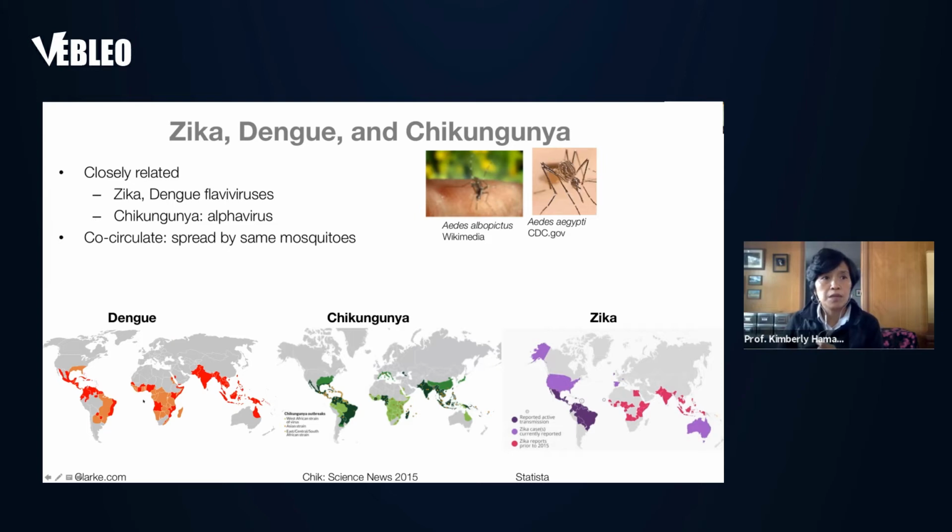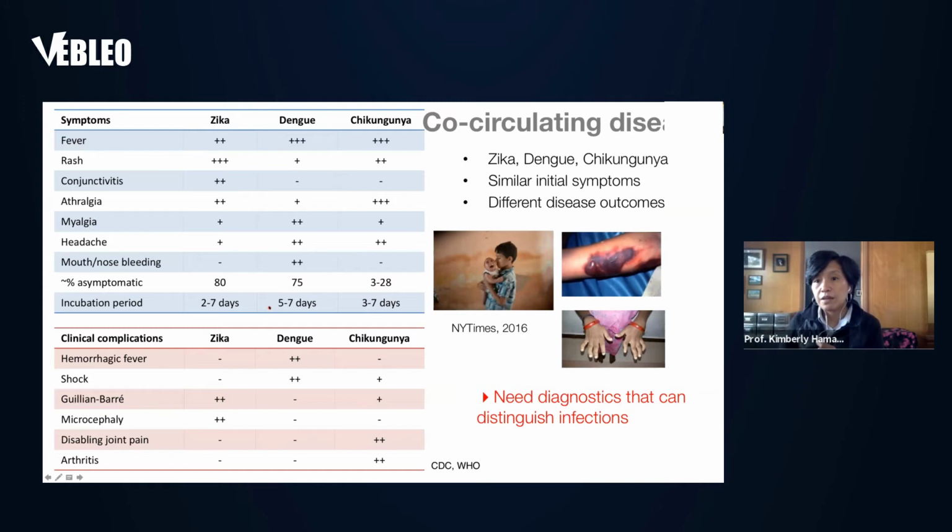So they all spread in the same areas because these mosquitoes are in the same areas, and they all have very similar initial symptoms. So Zika and Dengue and Chikungunya all have initial symptoms of fever or sometimes a rash, and so forth. However, the outcomes of each of these diseases are very different. So Zika, we know, is tied to microcephaly and also Guillain-Barré. Dengue can result in the hemorrhagic fever, which is basically the hemorrhaging of your insides. And then finally, chikungunya can result in arthritic pain.